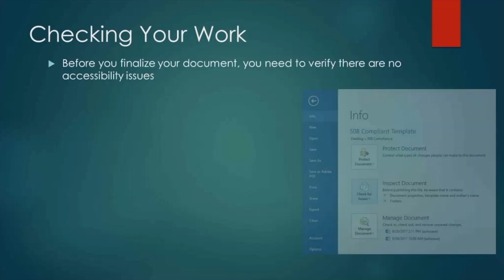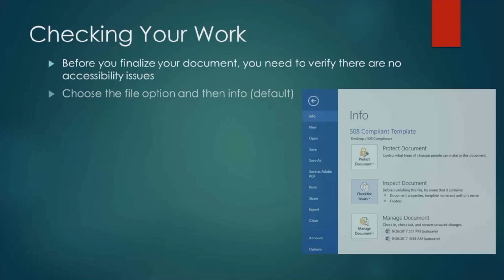Now, when you click that option, you're going to get another box that comes up, and ultimately, this is what you want to see. You want to see the note that says, "No accessibility issues were found. People with disabilities should not have difficulty reading this document."